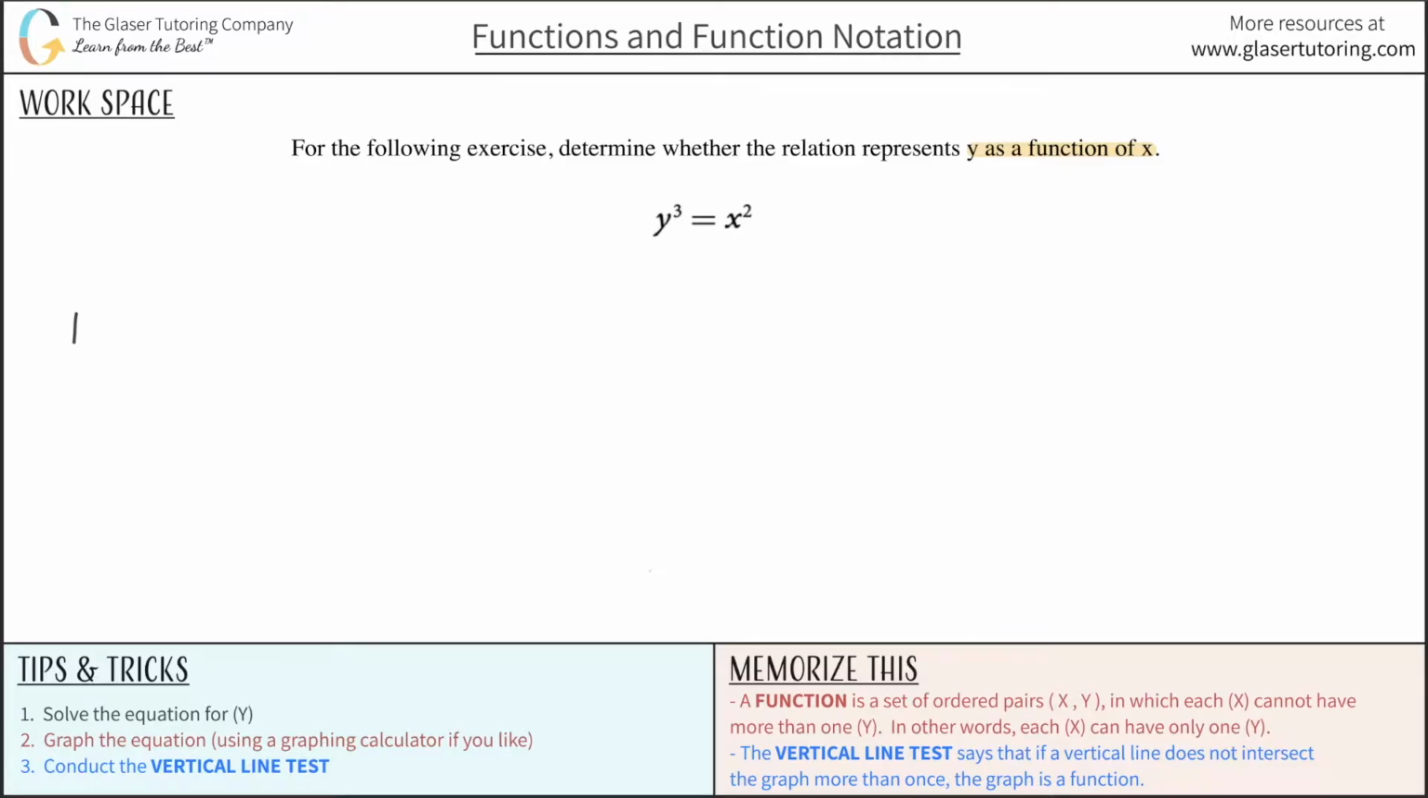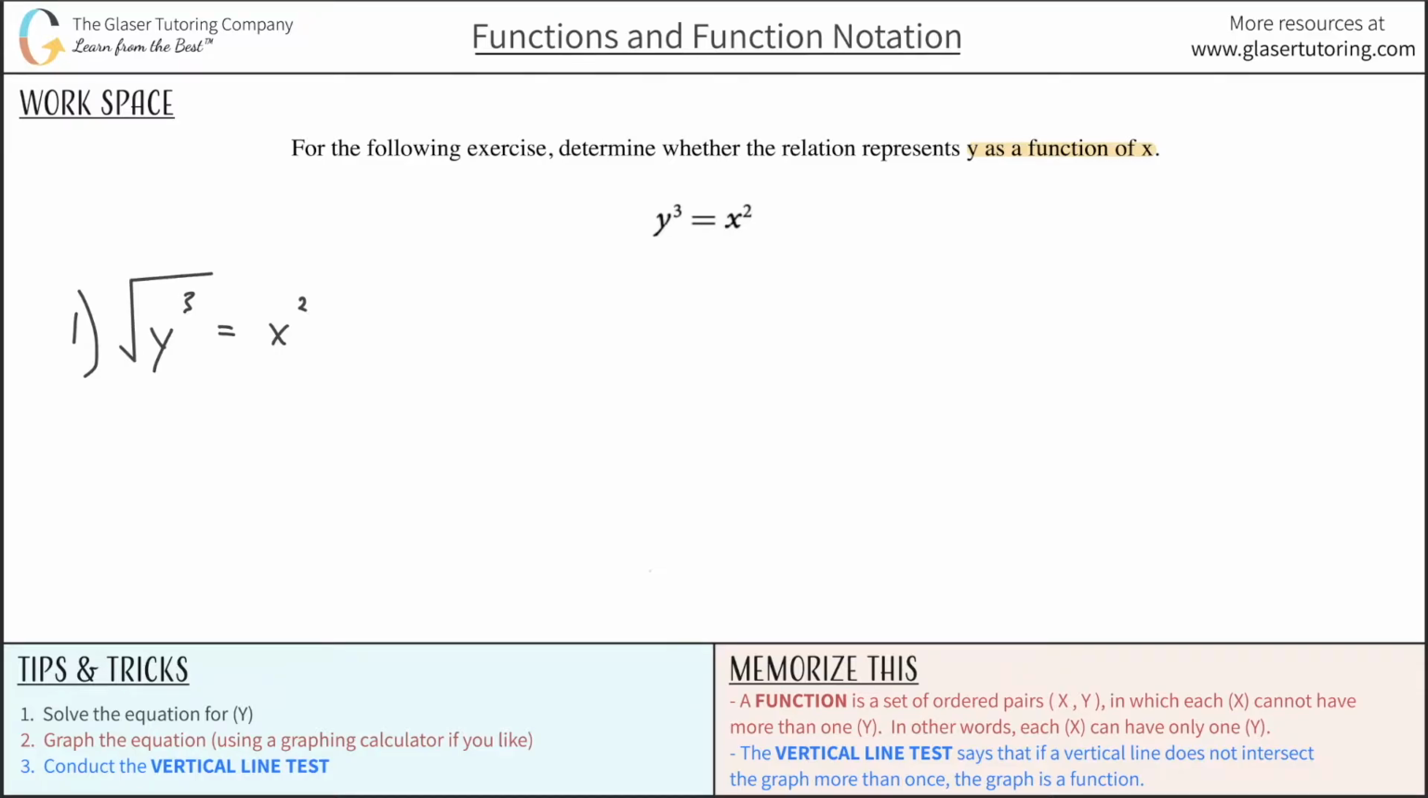So that being the case, let me just write it out, and all we have to do now is some simple algebra, okay? I want y by itself. I don't want y cubed, I want just y. So how do I get rid of the third power? Well, you can simply take the cube root, right?